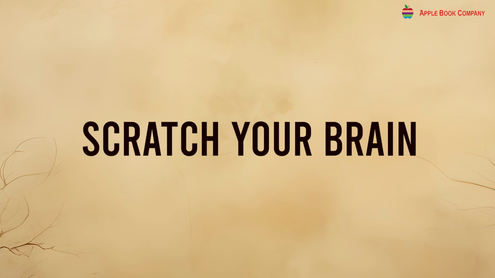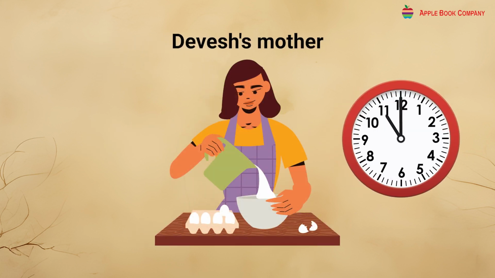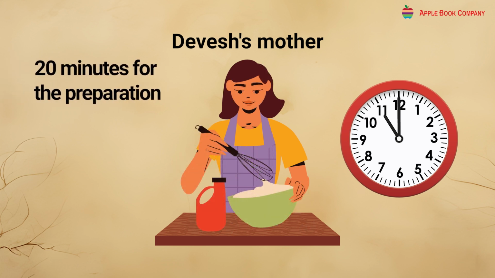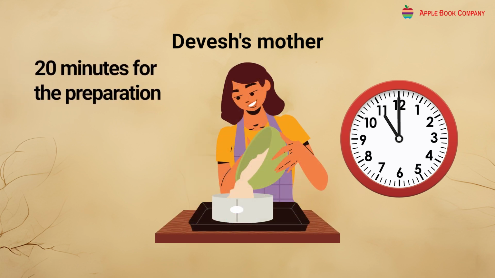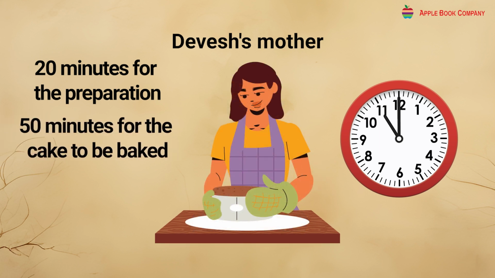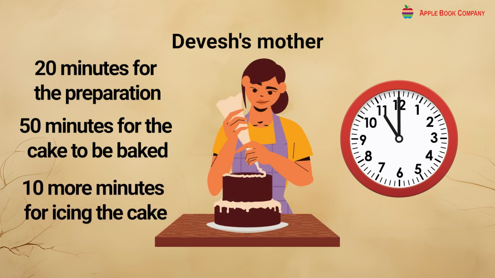Scratch your brain. Devish's mother bakes a cake for him. She starts at 11 o'clock. She takes 20 minutes for the preparation and then puts the cake in the oven. It took 50 minutes for the cake to be baked. She has taken 10 more minutes for icing the cake. When was the cake ready?